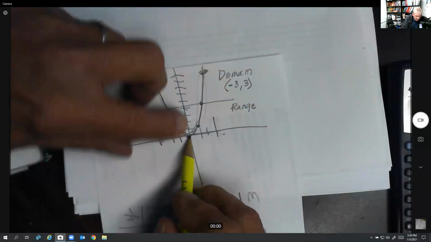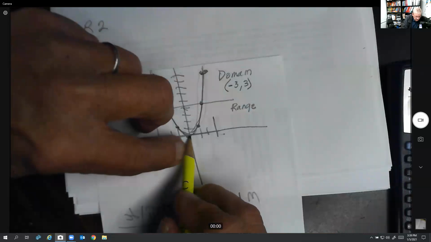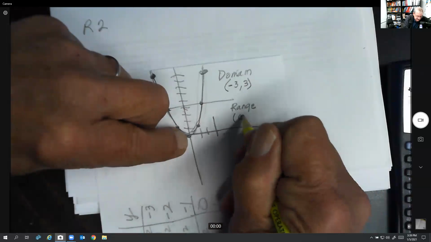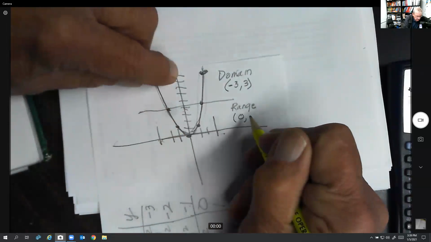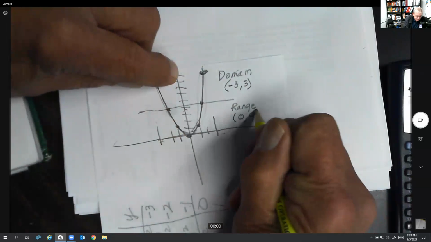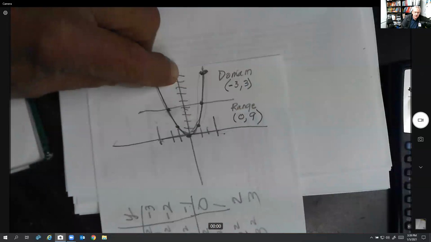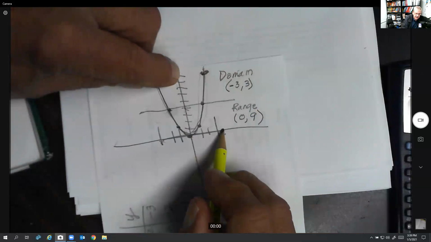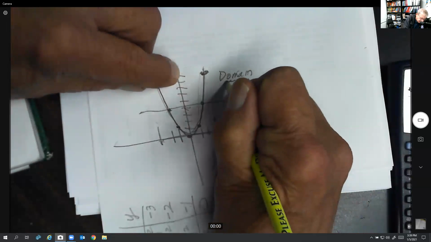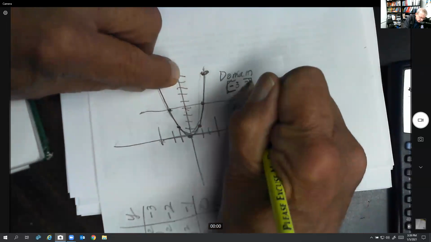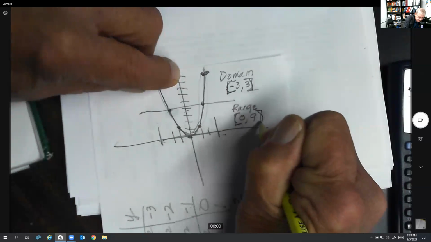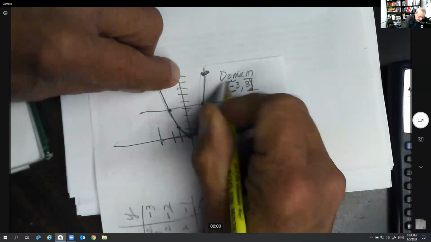The range is how tall is this graph. The height, the lowest point it goes down to on the y-axis is 0, and then it goes all the way up to 9. That's the range. So when we talk about domain, we're talking about the x's. These have actually exact beginnings, so we put them in brackets instead of parentheses. So that's the range and the domain.